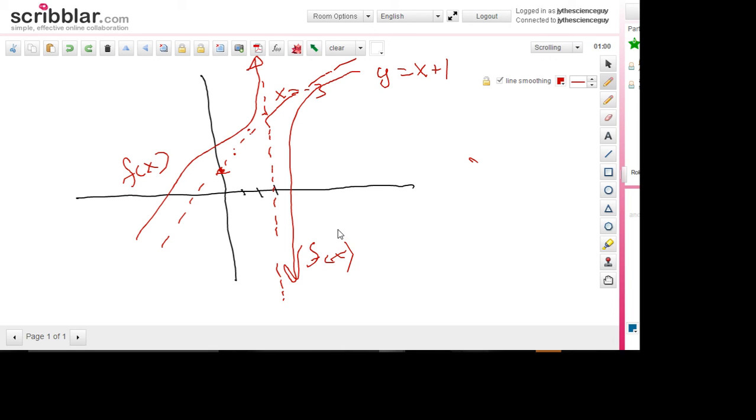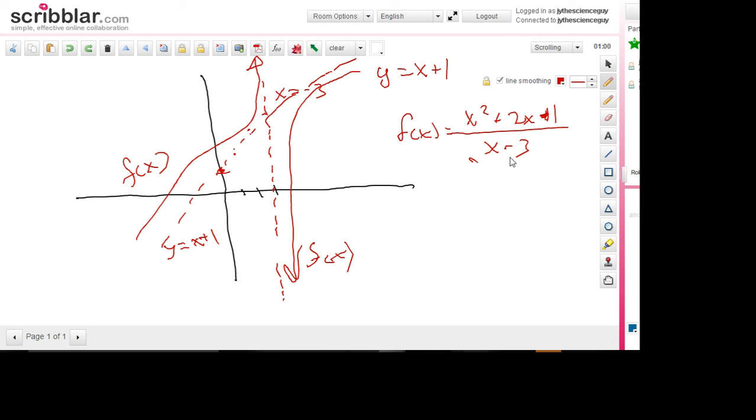So y equals x plus 1, is that an asymptote as well? Yeah, you see this dashed line here? That dashed line is y equals x plus 1. That wasn't the original problem. The original problem was f of x equals x squared plus 2x plus 1, over x minus 3.